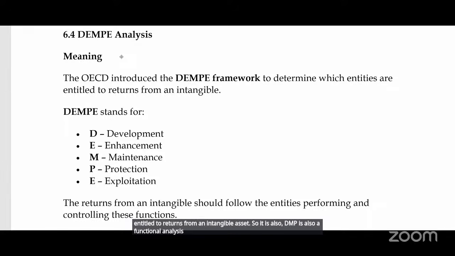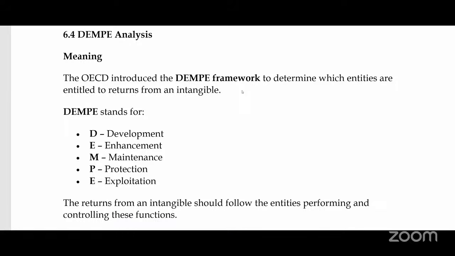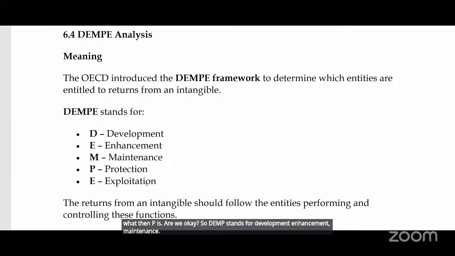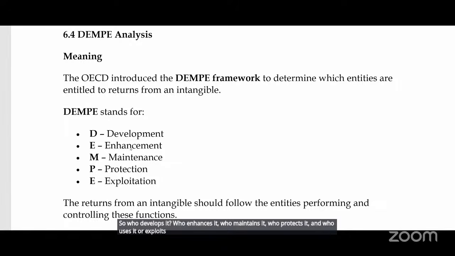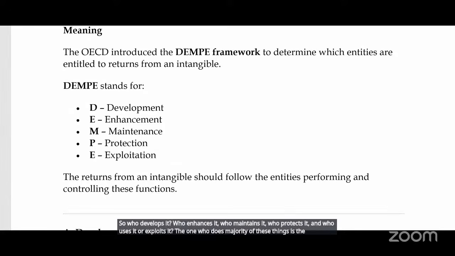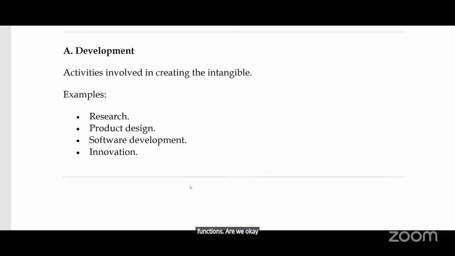I know most of you already know what we mean by functional analysis. So when it comes to intangible assets, the functional analysis is what DEMP is. Are we okay? So DEMP stands for development, enhancement, maintenance, protection, and exploitation. So who develops it, who enhances it, who maintains it, who protects it, and who uses it or exploits it? The one who does the majority of these things is the one who gets a lot of returns. Are you getting it? So the returns from an intangible should follow the entities performing and controlling these functions. Are we okay? Good. So let's understand them one by one.